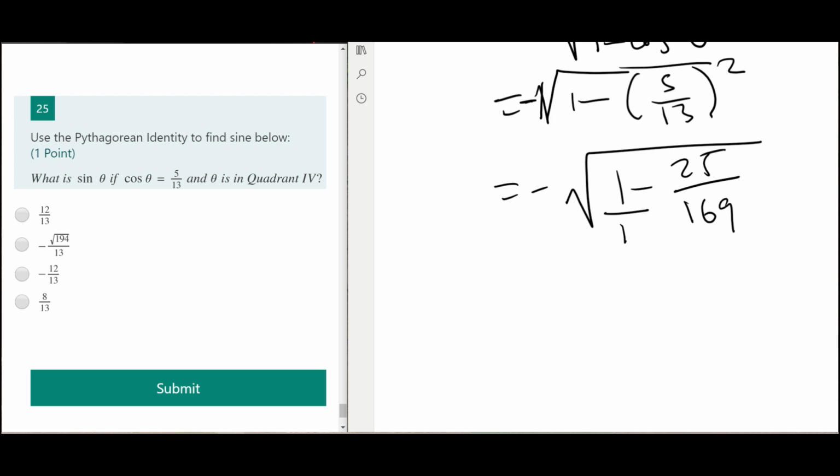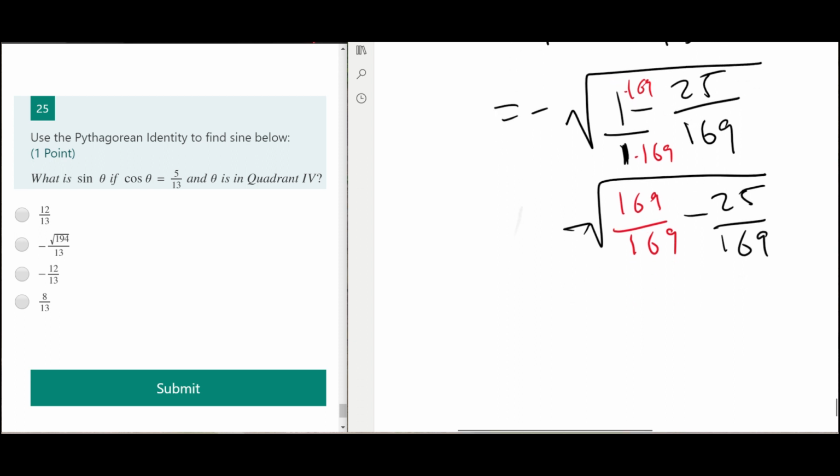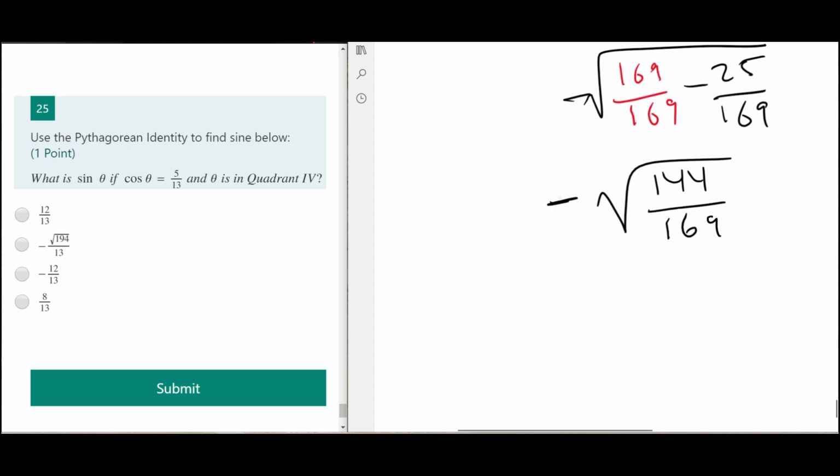And then remember, get a common denominator. This is a denominator of 1, so you need it to be a common denominator of 169. So multiply by 169 top and bottom. That gives you 169 over 169 for the first number, minus 25 over 169. So now you got to subtract the two fractions, 169 minus 25. Don't forget the negative there. This is going to be 144. And then take the square root of that. Square root of 144 is 12. Square root of 169 is 13.